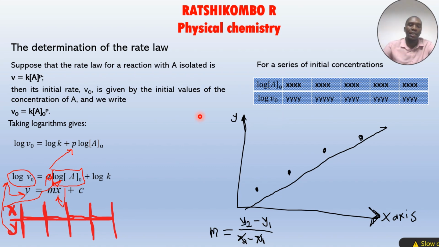If you check here, the gradient correlates with P. So m for gradient is y2 minus y1 over x2 minus x1. The value that you are going to get here is exactly the same value as P, which is going to be your order of the reaction, because you can see that P is at this position in our initial equation, which is the position of the order of the reaction. So thank you.